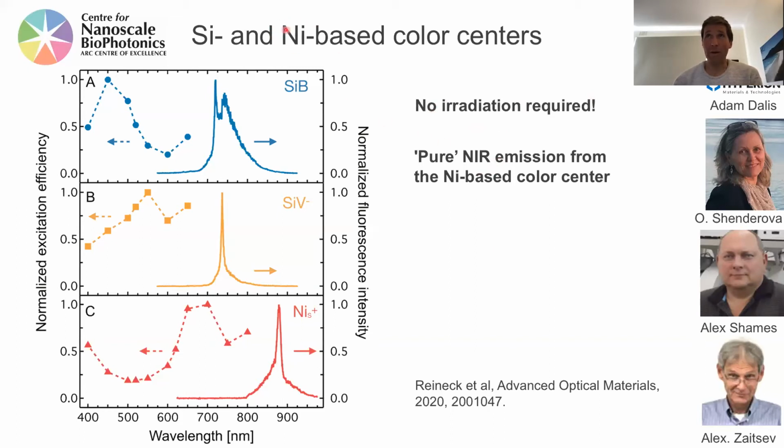And in case of the nickel-based center, we were able to identify that center as the positively charged substitutional nickel defect, which is not trivial. So have a look at the paper if you're interested. There's quite a lot of discussion around which center is which in this area. But the nice thing from an application point of view is that these particles show very pure near-infrared emission above 800 nanometers, so between 800 and 1000 nanometers, which is a great spectral window for bioimaging. So we're continuing with this work and trying to make some use of it in bioimaging experiments.